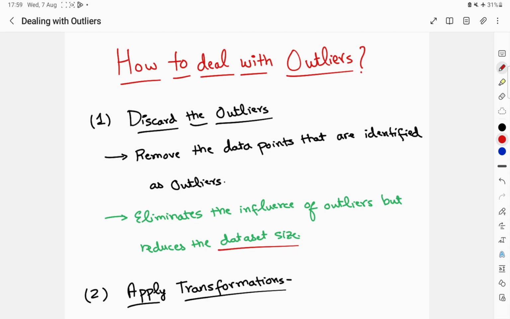So in this video, we will delve deeply into the various techniques that we use for dealing with outliers, ensuring that you are well prepared to tackle this common challenge in your next data science interview or project. So without further ado, let's begin.